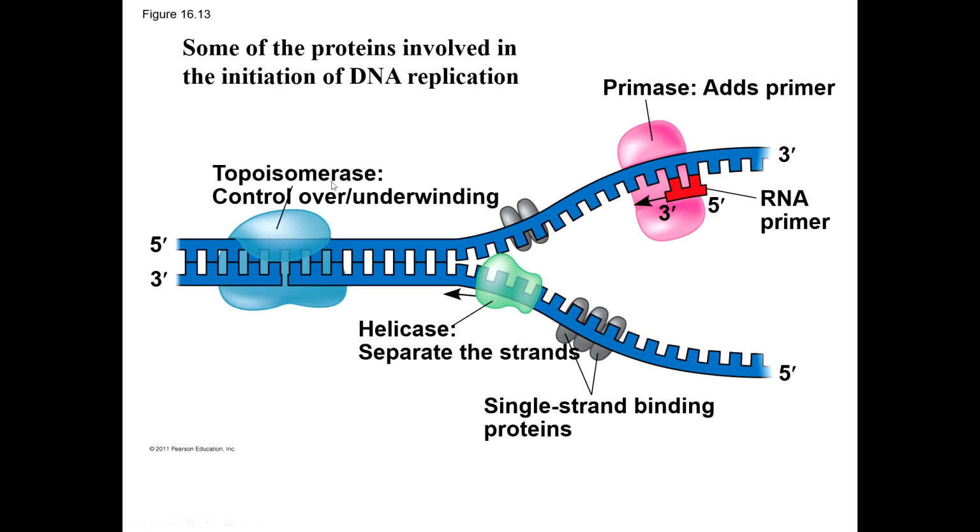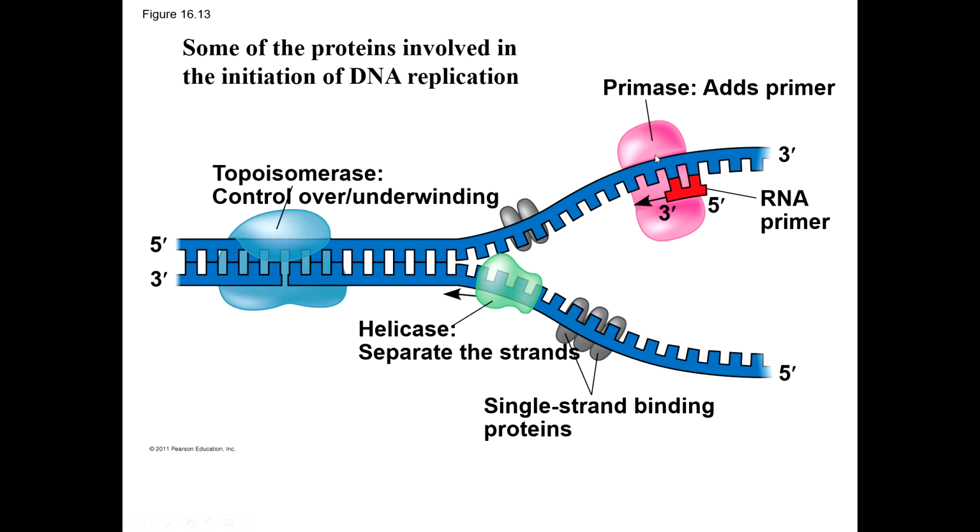Now, topoisomerase is a type of enzyme that corrects overwinding ahead of replication forks by breaking, swiveling, and rejoining DNA strands. So this is kind of leading the way. This is the replication fork wherever it's unzipping. And so topoisomerase is controlling either over or under winding in the forefront here. And then helicase, as the name implies, is working at the helix right here. Helicase is an enzyme that untwists the double helix at the replication forks.